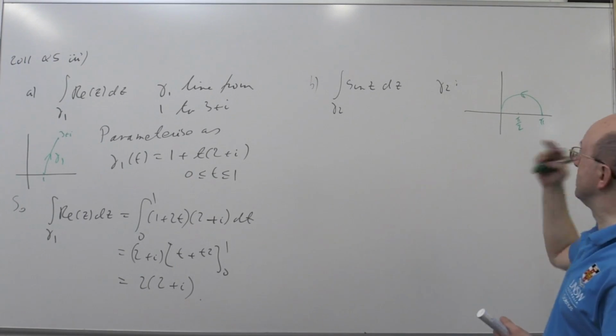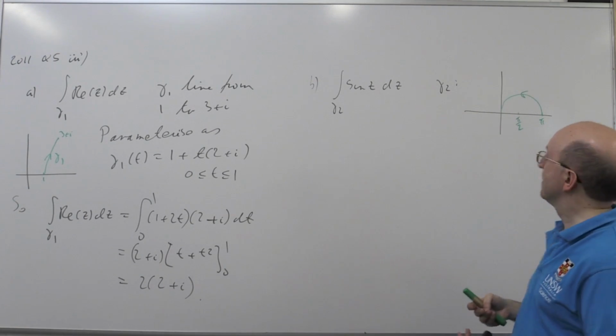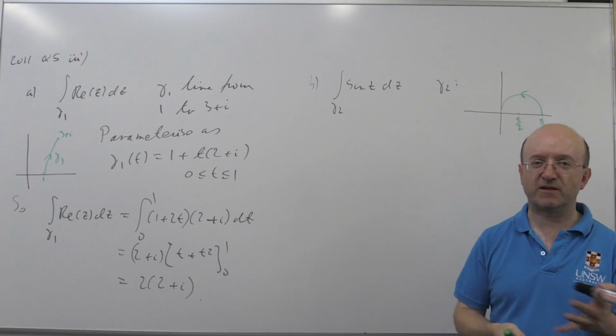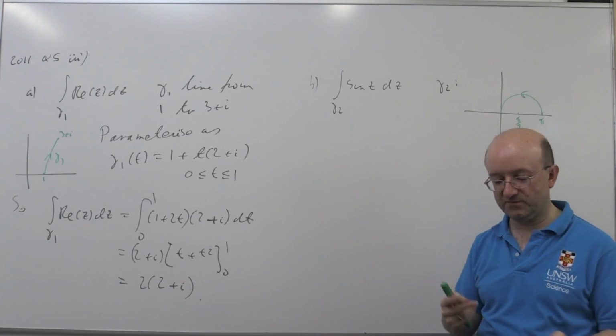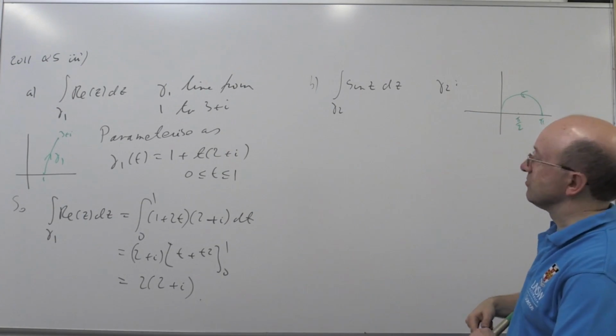Now you could try parameterizing this, of course. Just z equals pi on 2 plus pi on 2 e to the it for t from 0 to pi, and shove that in. That's going to be pretty much a nightmare, so we don't do that.